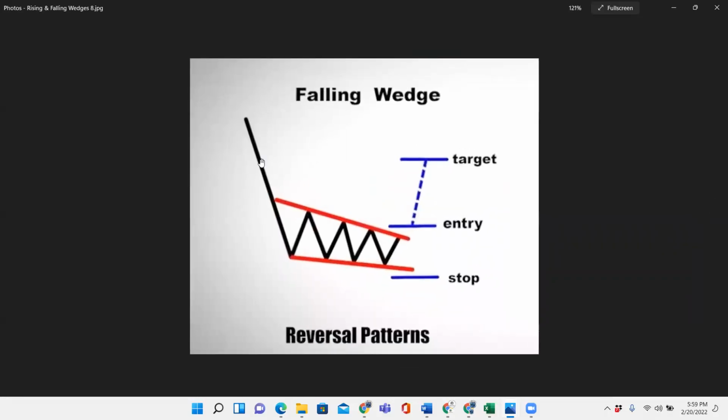We have our downtrend, and now we're going to do a falling wedge. We have our entry here. We have our target over here. We have our stop over here. Why? Because this is a reversal pattern. So we have the downward trend with the falling wedge, which is the indication of a reversal happening.